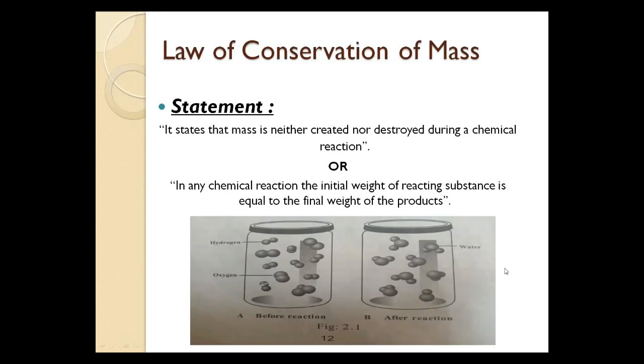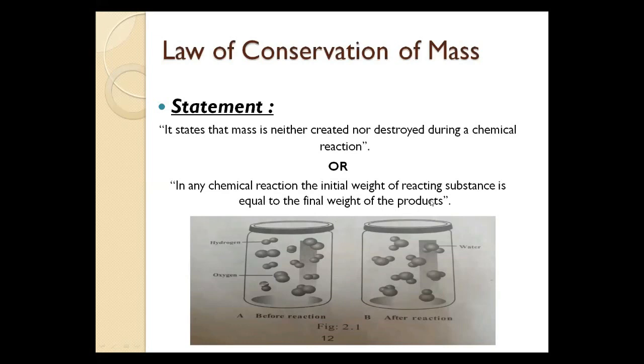It states that mass is neither created nor destroyed during a chemical reaction. From this we get that mass can change from one form to another form, but it cannot be destroyed or created. In other words, we can say that in a chemical reaction, the initial weight of the reacting substances is equal to the final weight of the products.